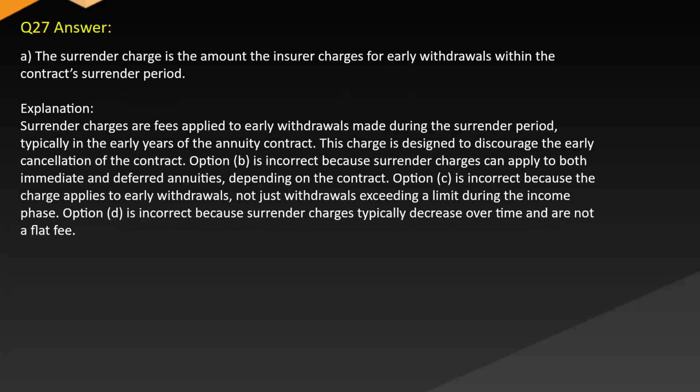Answer A. The surrender charge is the amount the insurer charges for early withdrawals within the contract surrender period. Explanation. Surrender charges are fees applied to early withdrawals made during the surrender period, typically in the early years of the annuity contract. This charge is designed to discourage the early cancellation of the contract. Option B is incorrect because surrender charges can apply to both immediate and deferred annuities depending on the contract. Option C is incorrect because the charge applies to early withdrawals, not just withdrawals exceeding a limit during the income phase. Option D is incorrect because surrender charges typically decrease over time and are not a flat fee.